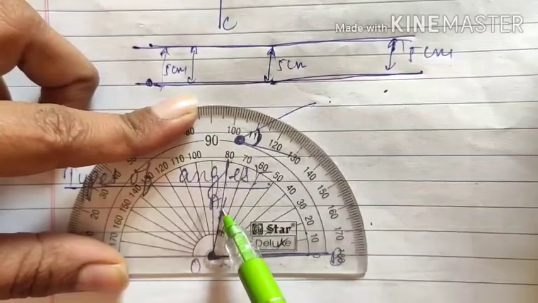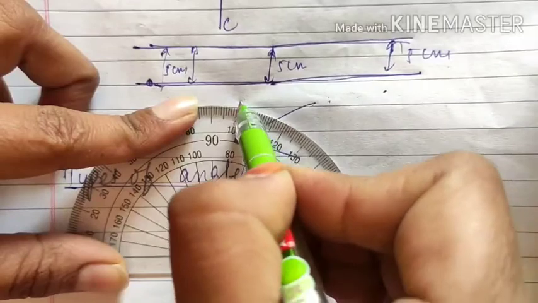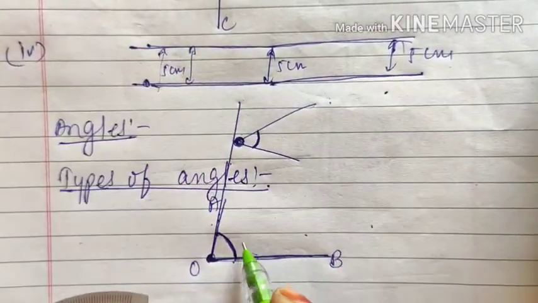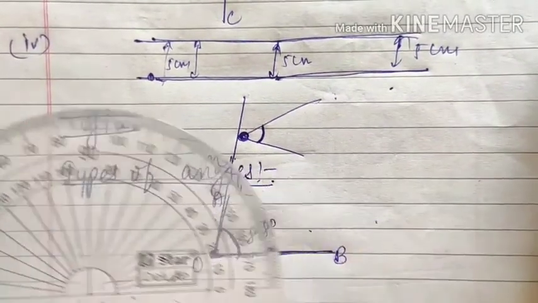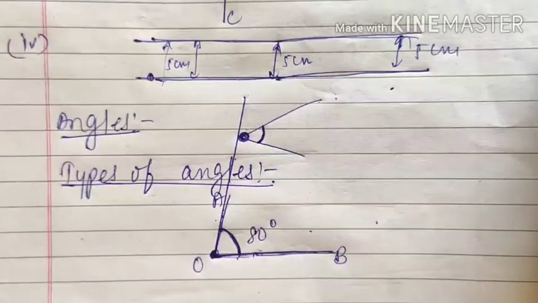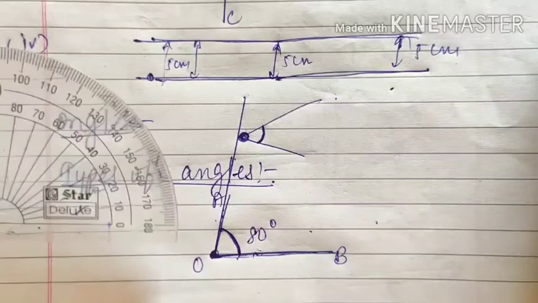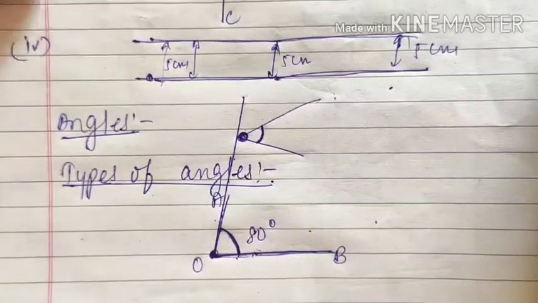Now you see your line is somewhere here, that means this is actually an 80 degree angle. Likewise, you can measure the angle as well as draw the angles. This we have already learnt in class 4th also. So this is the protractor with the help of which we measure the angles or draw the angles. Now we can learn the types of angles.